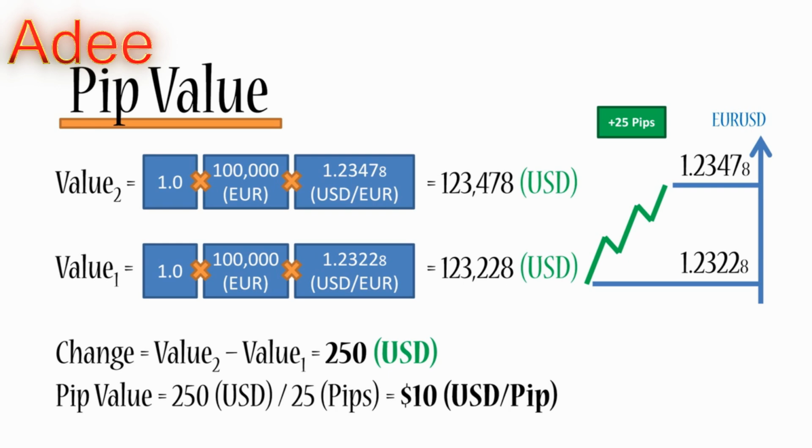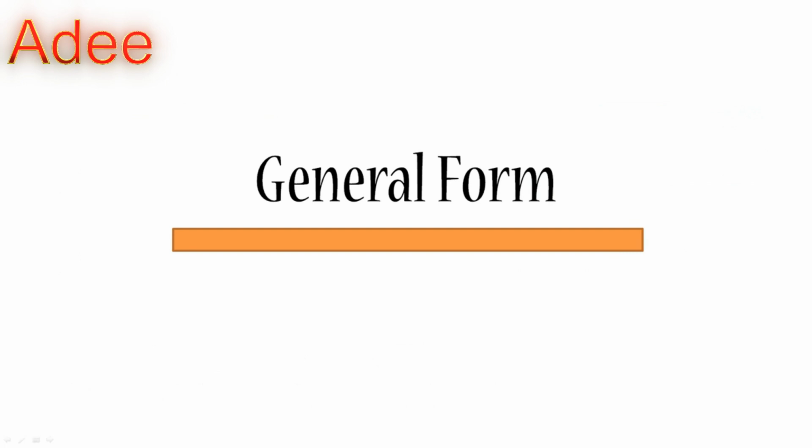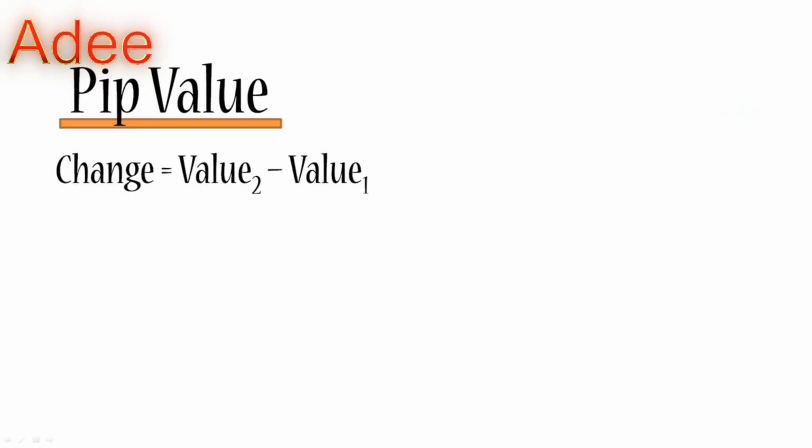That was quite simple and straightforward. All we had to do was take the difference in values, which we calculate separately, and divide by the difference in pips. Now let's look at a general form of this calculation. So to start off with, we calculate the change, which is value 2 minus value 1.